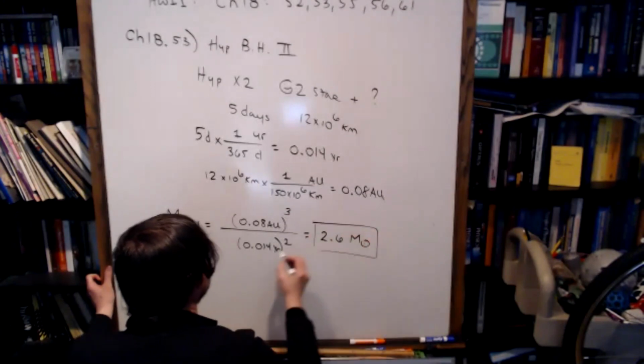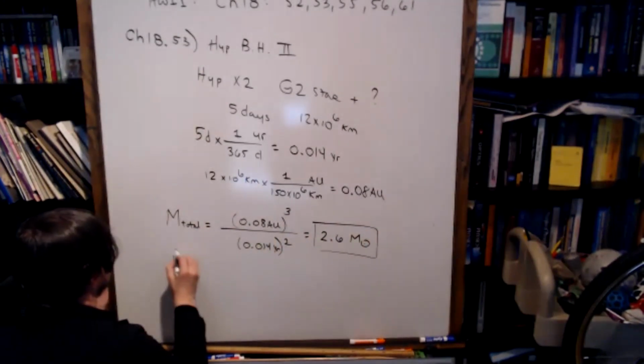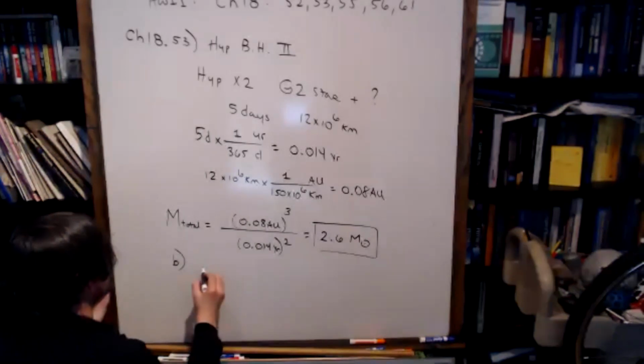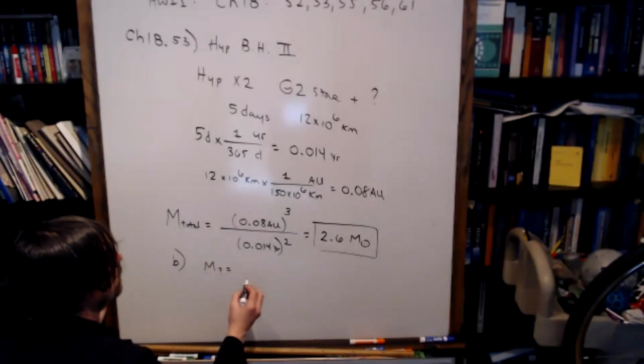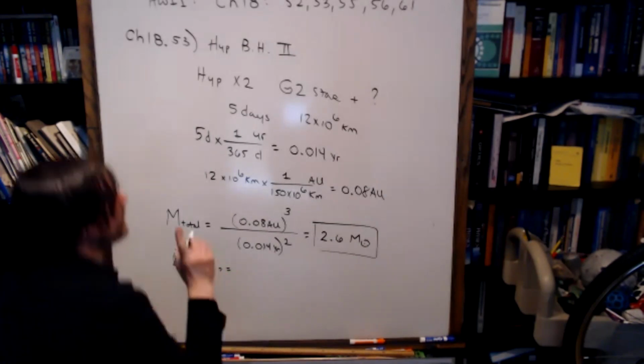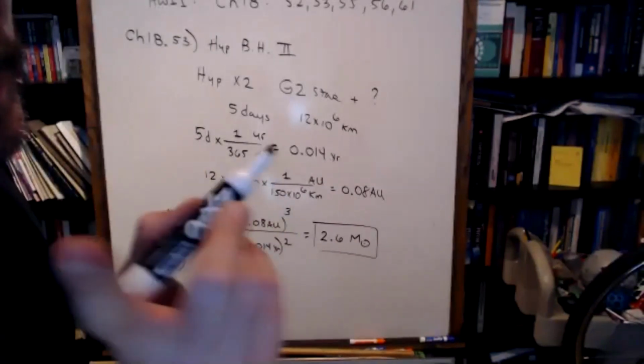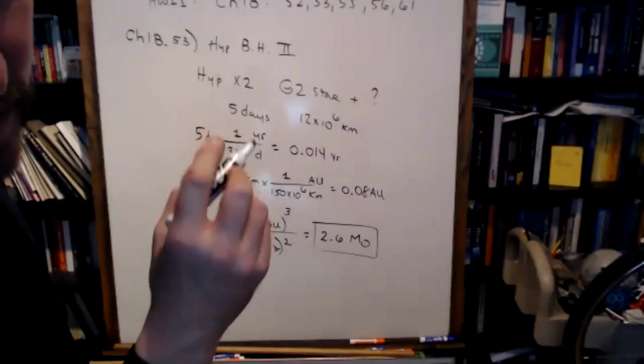Okay, so now in part B. Neutron star. Yes, that's right. So the mass of the question mark then is, oh, wait, hold on a second. That's the total mass, Nathan, right? I didn't subtract it. My bad.